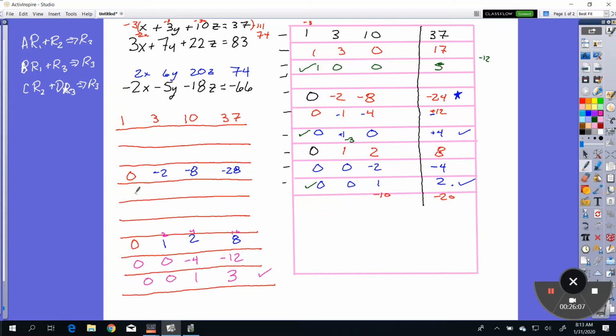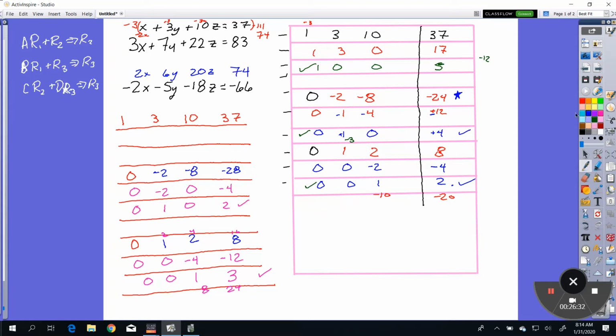Now I want this negative 8 to be 0, so this can become 0, 0 something, right? So I multiply this row right here by 8. So that becomes 8 and 24. If I add that to up here, that negative 2 doesn't change, but 8 plus negative 8 makes 0. 24 minus 28 makes negative 4. So now I divide all this by negative 2. So that becomes 0, 1, 0, 2.